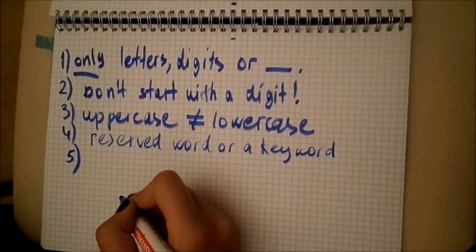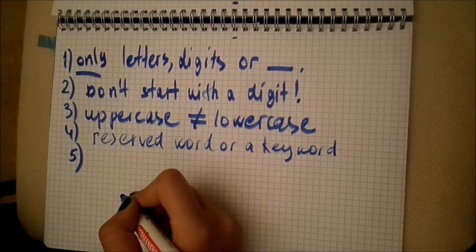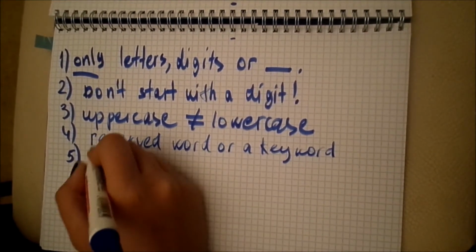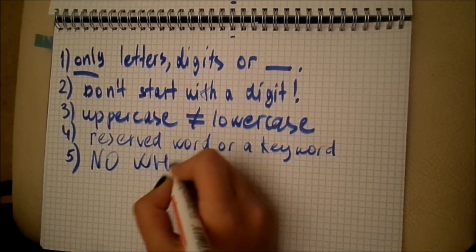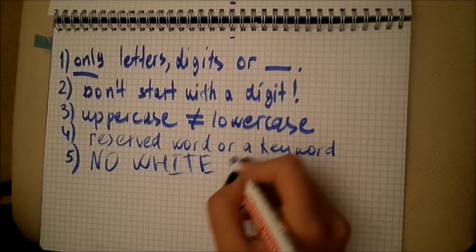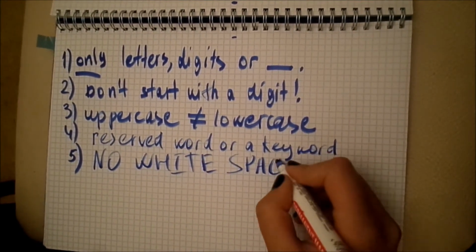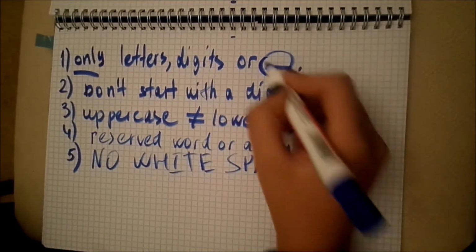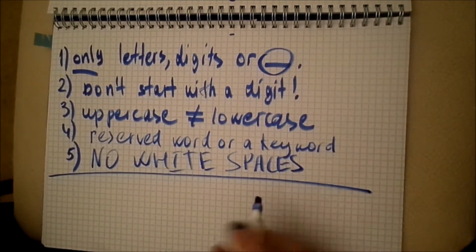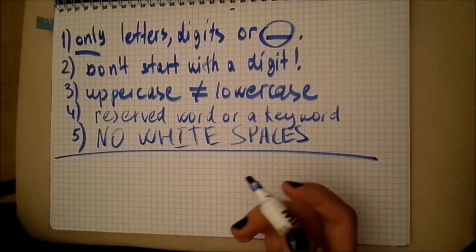So it means that you have to think about your variable name to be as unique as possible, and of course, no white spaces. Whenever you feel like you need a space, you just use an underscore. So let's look at a few examples of variable names.